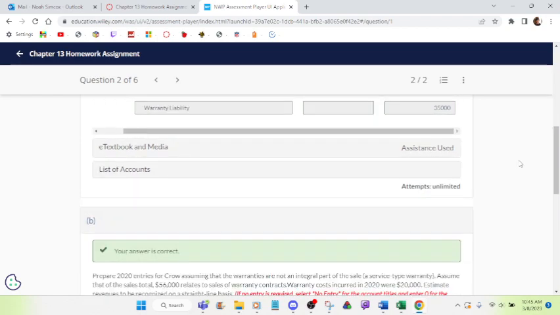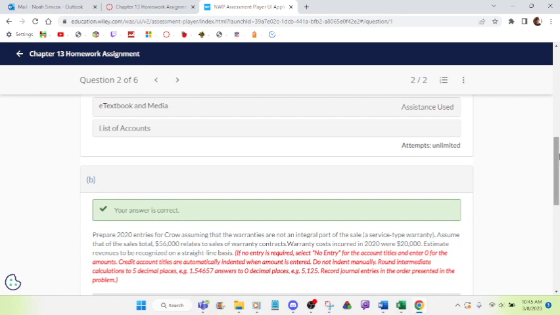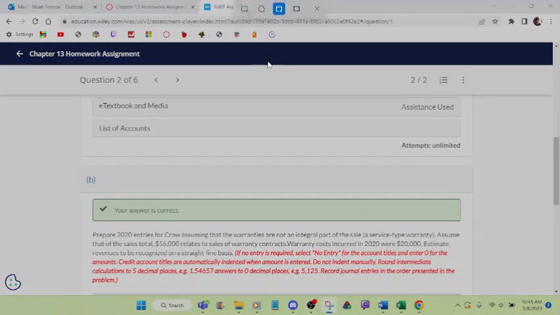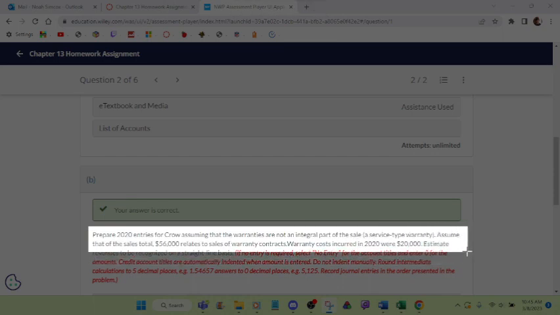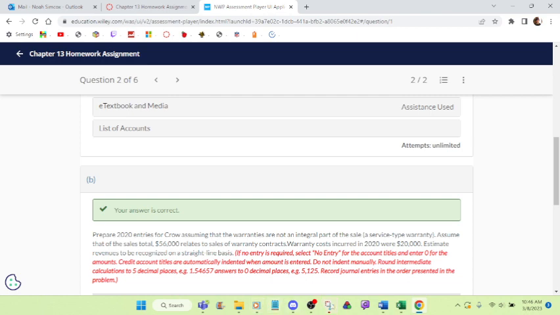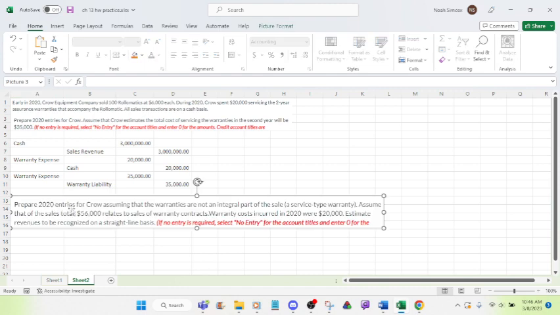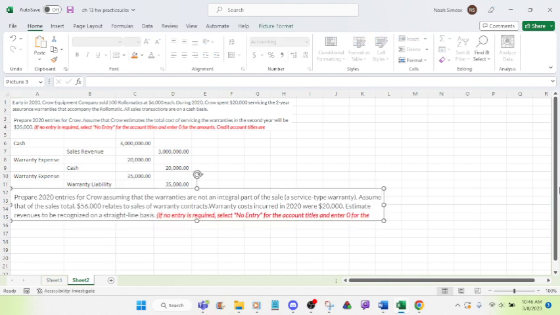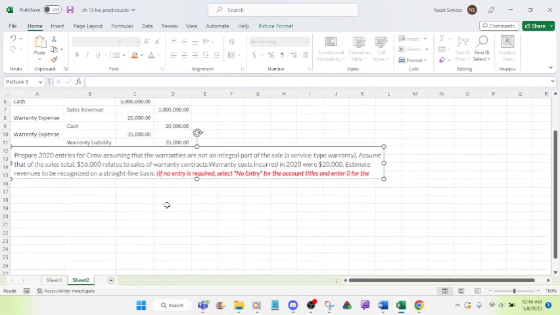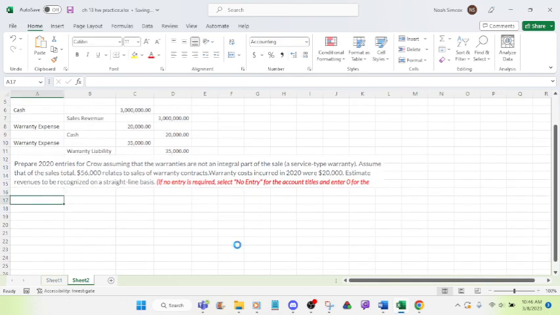Is that the whole question? No. Prepare 2020. What is the difference?